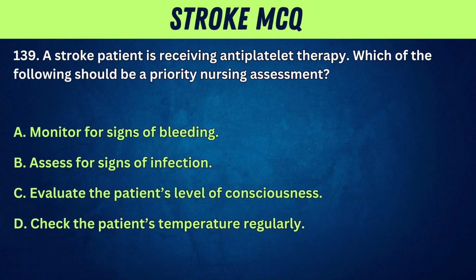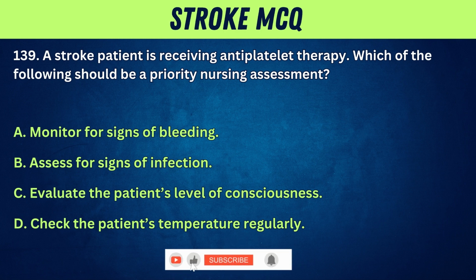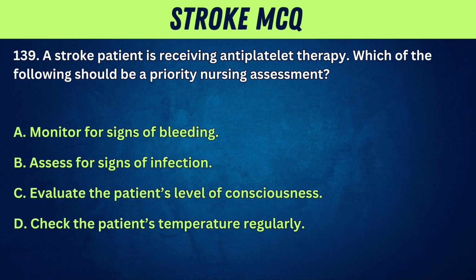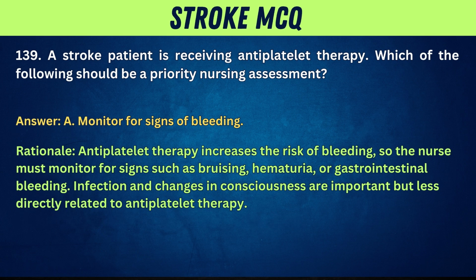139. A stroke patient is receiving antiplatelet therapy. Which of the following should be a priority nursing assessment? A. Monitor for signs of bleeding. B. Assess for signs of infection. C. Evaluate the patient's level of consciousness. D. Check the patient's temperature regularly.